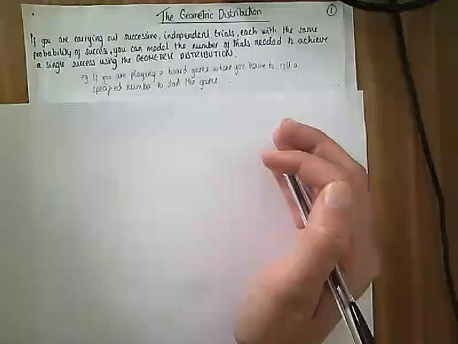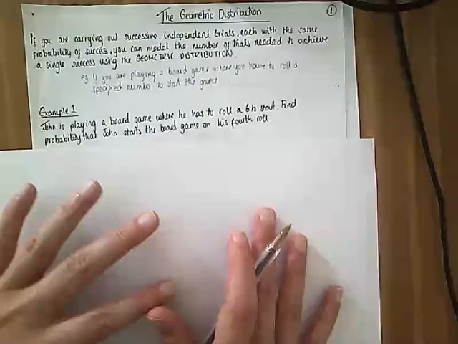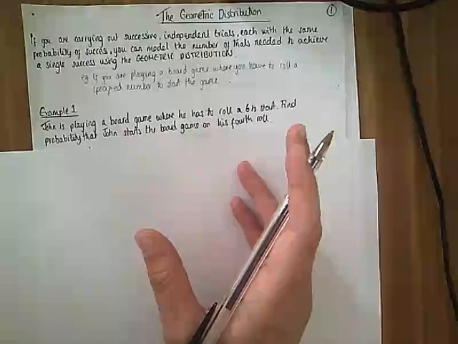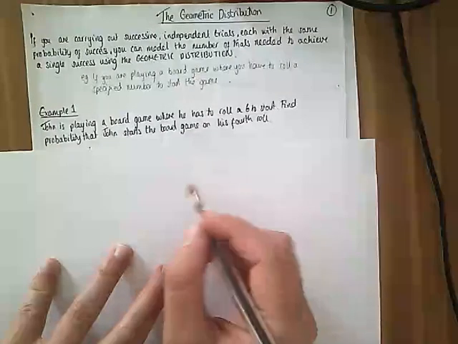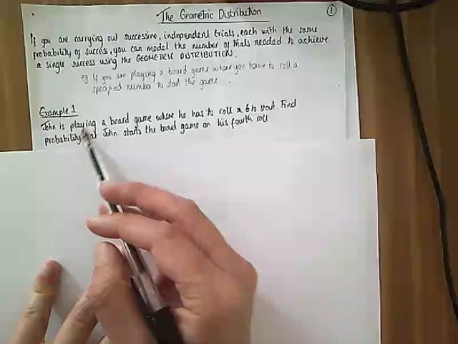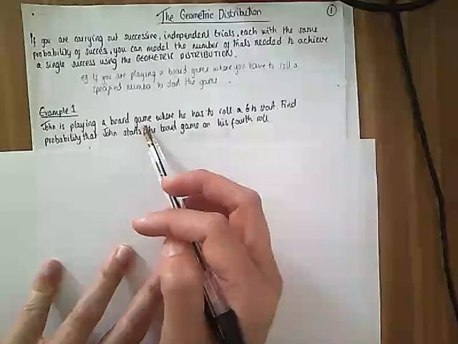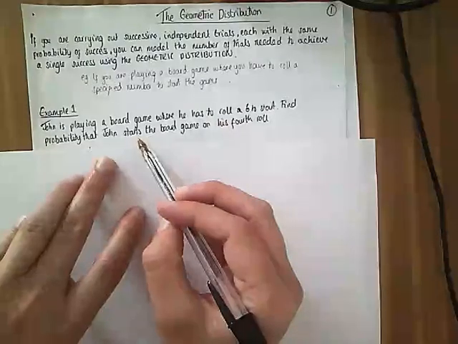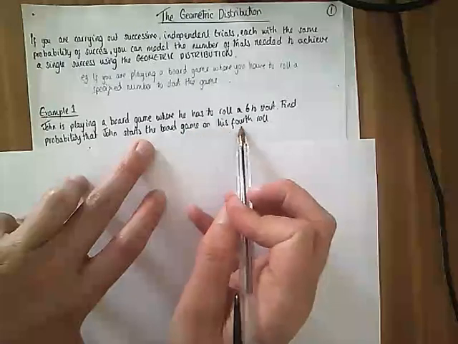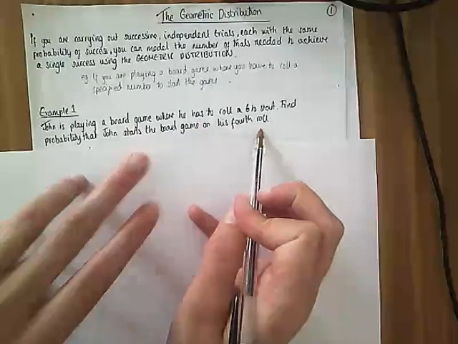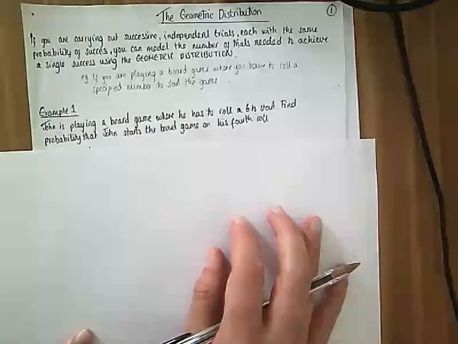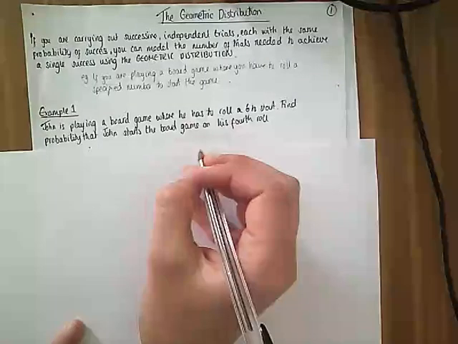We're going to kick it off with a little example, and we're going to do this very much logically first, and then we'll look at what it means in terms of the distribution. So, here we go, a bit of snakes and ladders. John is playing a board game where he has to roll a 6 to start. Find the probability that John starts the board game on his 4th roll. So he's rolling until he gets a 6, and we want the probability that he gets the 6 on his 4th roll.